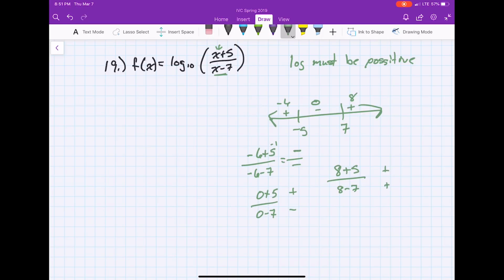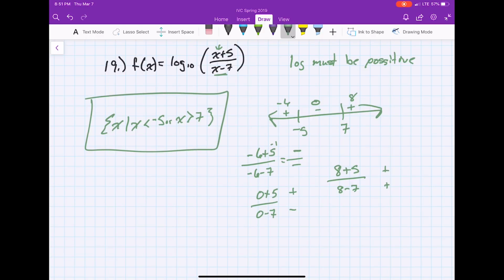So our domain on this guy is x such that x is less than negative 5 or x is greater than 7. This comma doesn't really look good, so I'll just write or in here. So that's our domain for number 19.